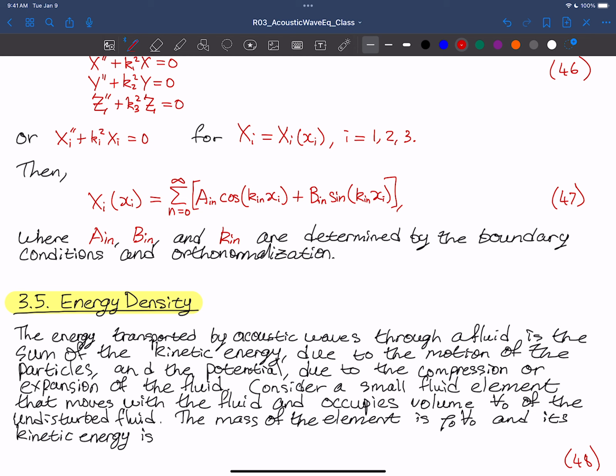We will do a worksheet on this, particularly looking at spherical waves. Sorry, cylindrical waves. We'll do a worksheet for cylindrical waves.